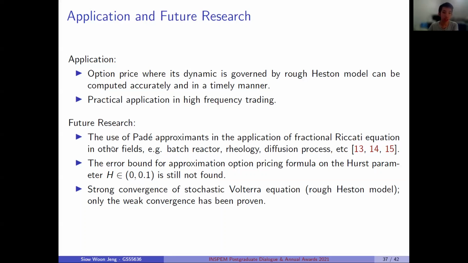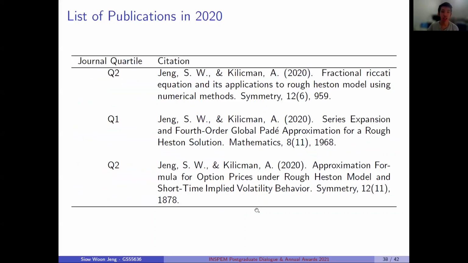So the third future research is actually about the strong convergence of the stochastic Volterra equation, which is a case of the rough Heston model, which has actually not been found yet. Only the weak convergence has been proven. So these are the list of publications in 2020.